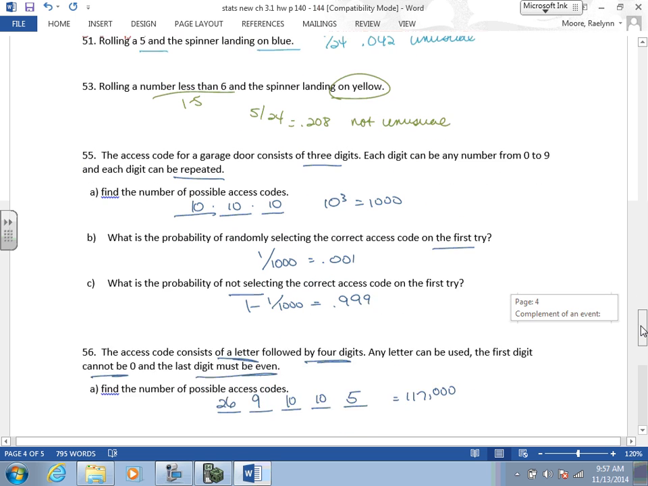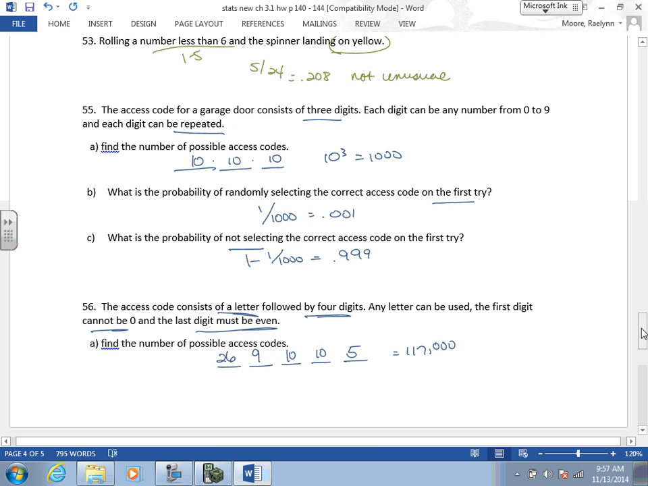Your access codes? Good? Everybody good with the access code? Lay out the lines, like we did the other day. The probability of not selecting it, here's your complement case. Use the 1 minus tab. This one? 1 minus 0.001. Or you could do 1 minus 1 over the 1,000, either right over.